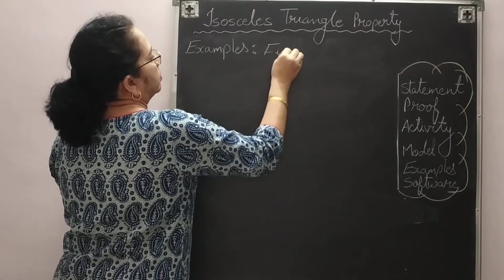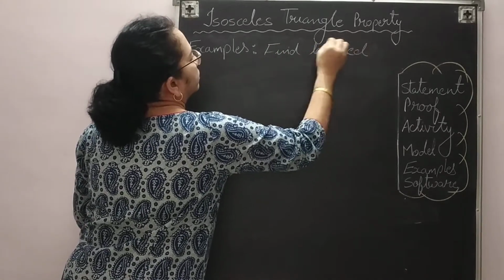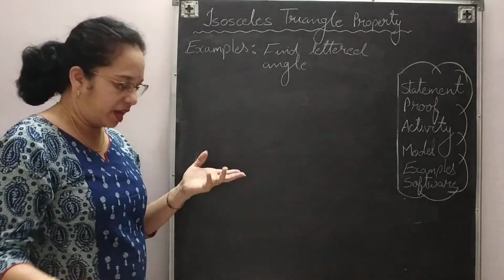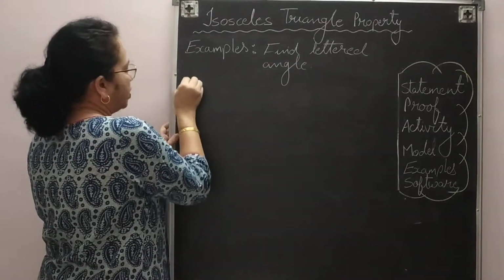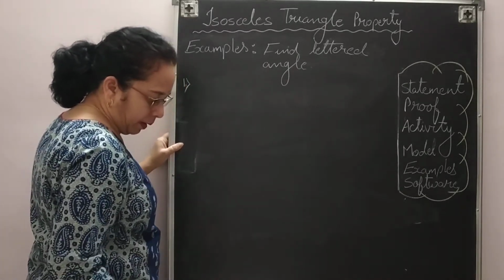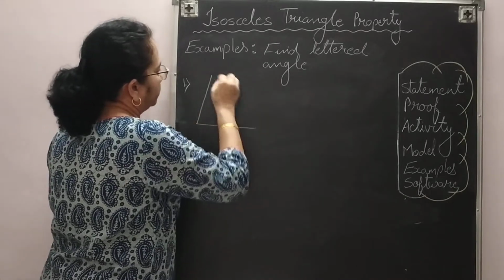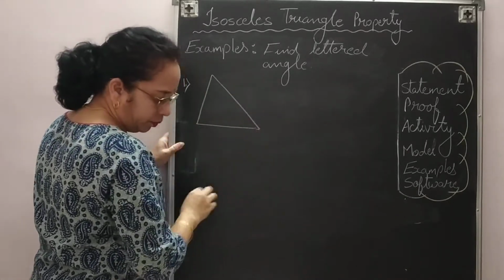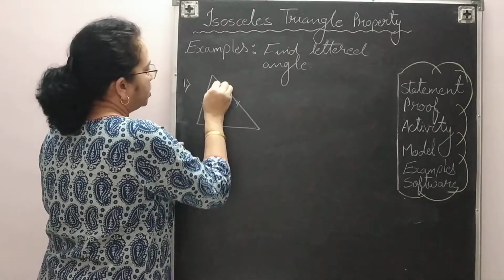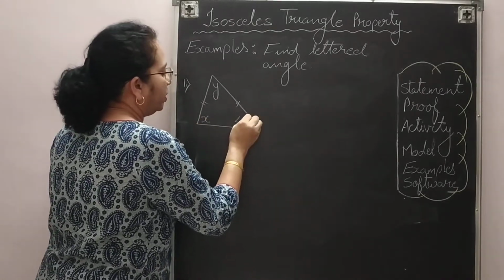Find the lettered angle, or find the value of X, Y, Z. Any type of question may be there. So first one, I am taking here: these two are equal. This is Y and this is X, and this value is 40 degrees.